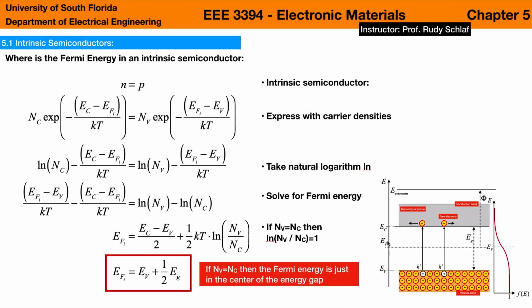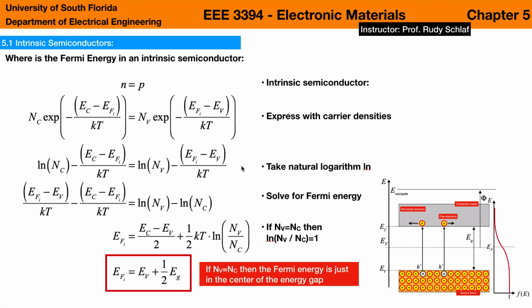I said earlier that the Fermi energy is in the center of the band gap. Well, there's a way to demonstrate that this is really the case. We know that in an intrinsic semiconductor, n equals p because each electron has a corresponding hole in the valence band. So we start out with n equals p, and we put in the expressions for the electron and hole densities that we developed on the previous slides, and do a little bit of math here.